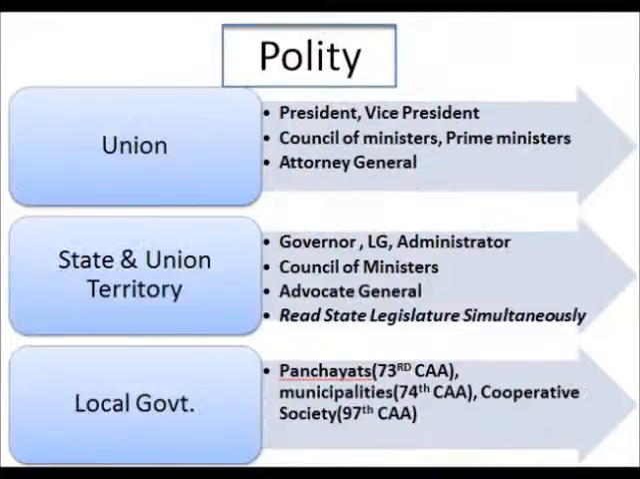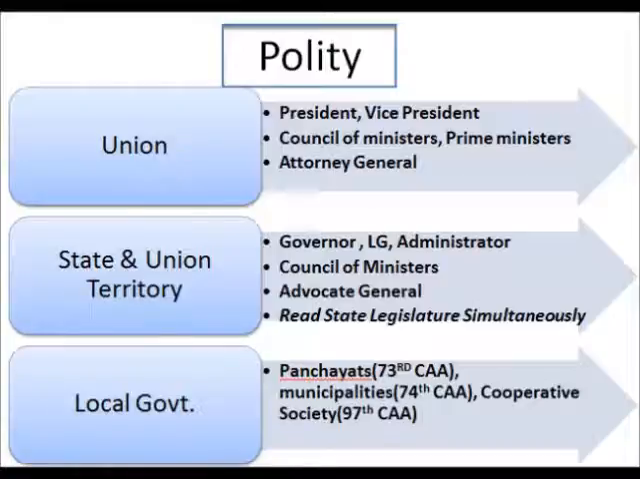Then read the union and the state and union territory one after the other, because you will find that there are certain matches between them, like for the union, the constitutional head is the president, while the administrative head is the prime minister. In a similar way, for the state, it's the governor and the chief minister. So if you correlate in this way, it will be easy for you to remember.